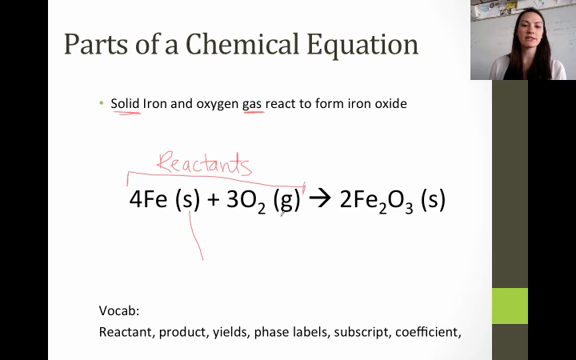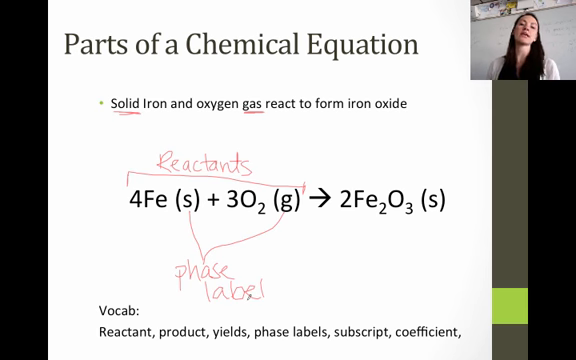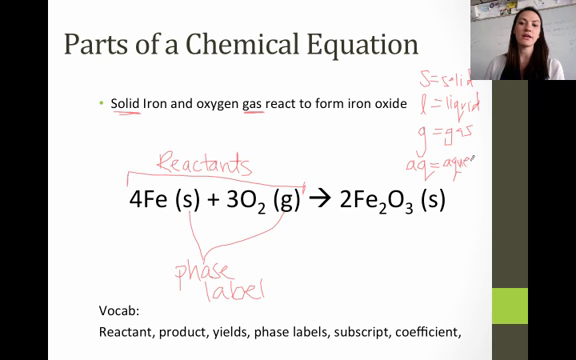These S, G are called phase labels. You're going to write a phase label for every single compound or element that you have. Your four phase labels are solid, liquid, gas, and AQ, which is aqueous, A-Q-U-E-O-U-S, and that means dissolved in water. So aqueous means dissolved in water.